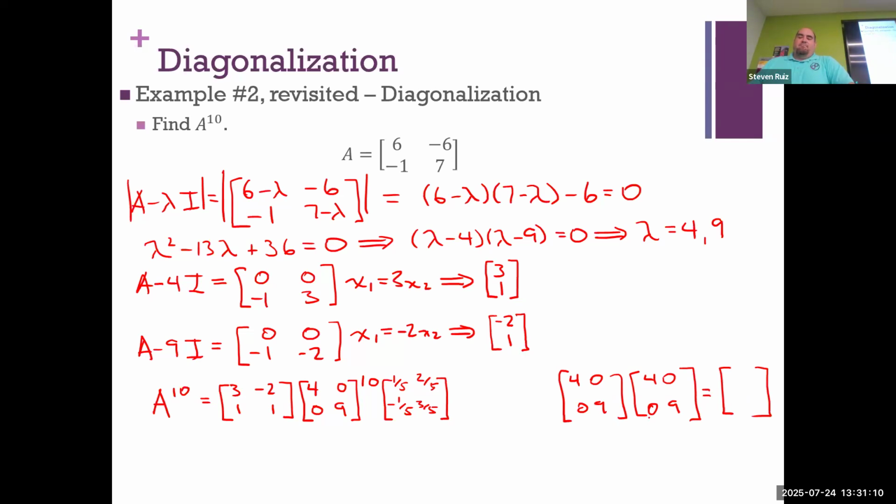16 plus 0, right? And then the next one would be 4 times 0 plus 0 times 9. And then 0 times 4 plus 9 times 0. And then 0 times 0 plus 9 times 9. So when you multiply two diagonal matrices together, you're basically just multiplying the corresponding elements together. Everything else is going to fall off. So that is the shortcut that we get for free.